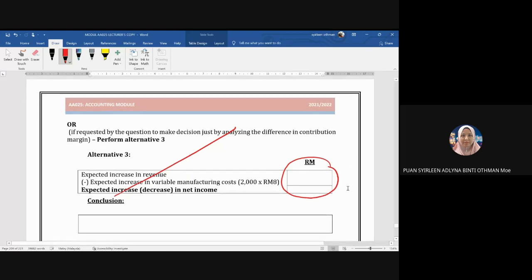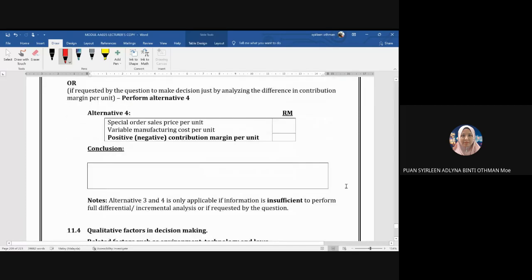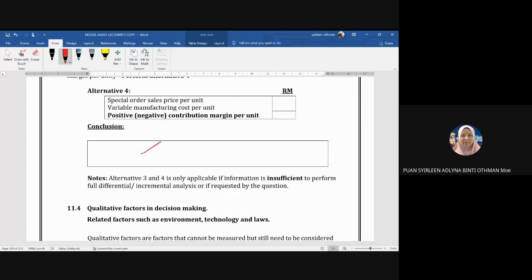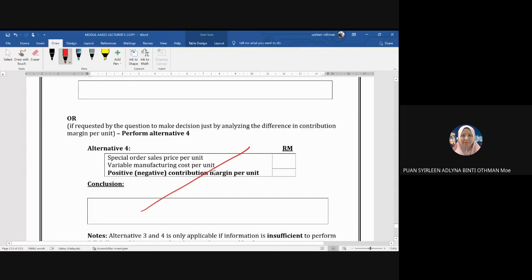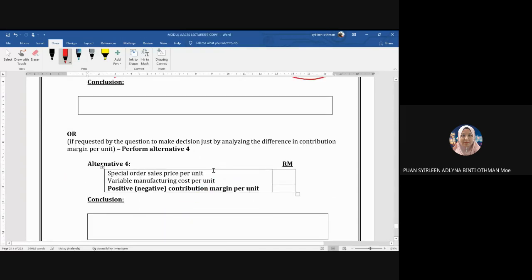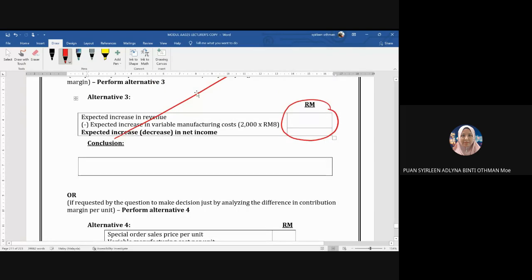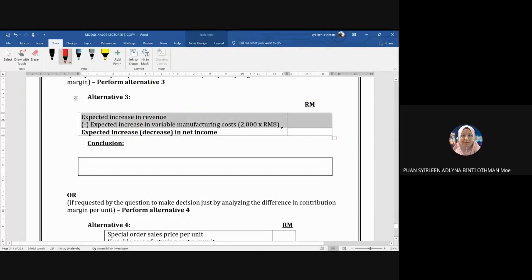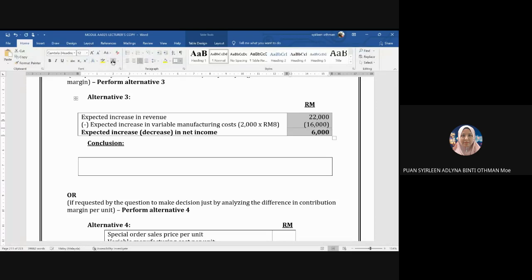Okay, alright. So yang dekat bawah ni alternative 4 pun madam tak akan tunjuk. No need. Alright. Okay, apa sebenarnya berlaku dalam alternative 3 and alternative 4 ni? Kalau kamu tengok alternative 3 ni, dia lebih kepada macam summary tau. I put the answers for you. Alright, so dia macam summary.